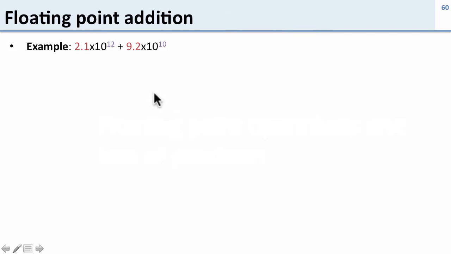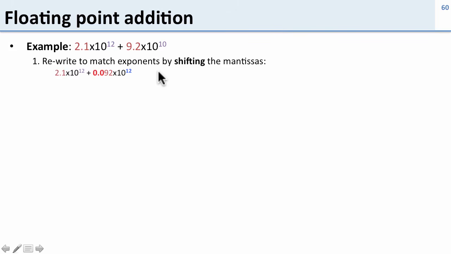Here's the example we're going to look at. We're going to do 2.1 times 10 to the 12th plus 9.2 times 10 to the 10th. So in order to do this, the first thing we need to do for addition is get the exponents to match. So how do we get the exponents to match? Well, 9.2 times 10 to the 10th is the same thing as 0.092 times 10 to the 12th. So we basically shifted this over to increase the exponent.